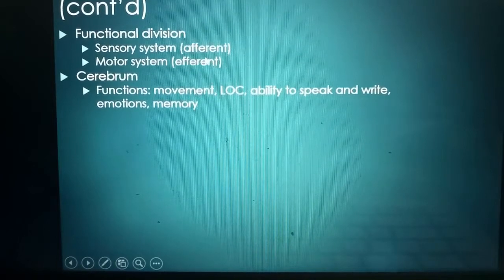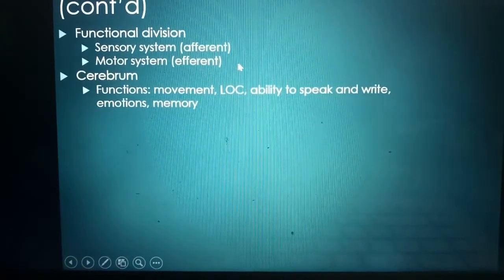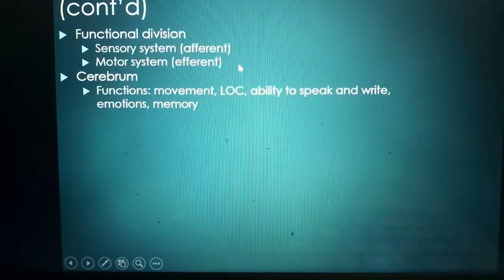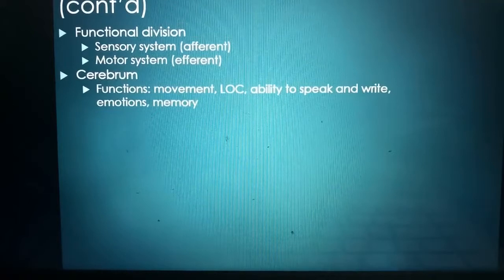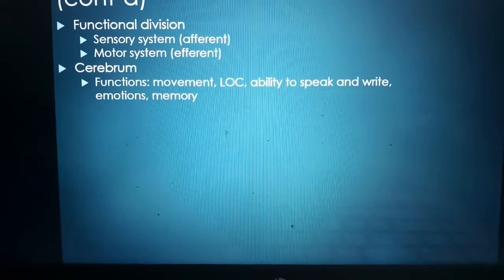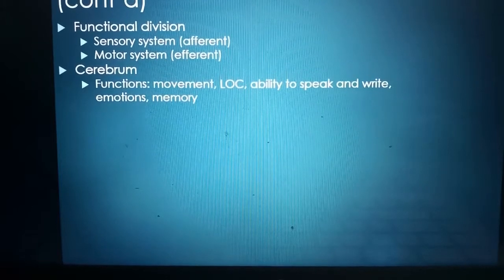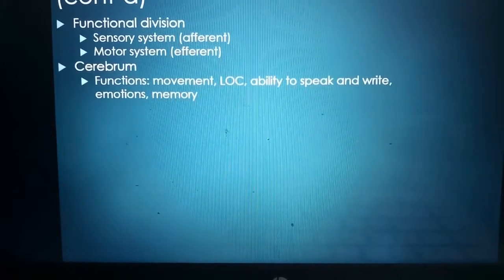The sensory system is the afferent system and the motor system is the efferent system. So what does that mean? When you feel pain in your hand or in your leg, the pain travels from the periphery to the brain. That is the sensation. When you feel any sensation, it travels from the periphery to the brain. So that is the afferent system.